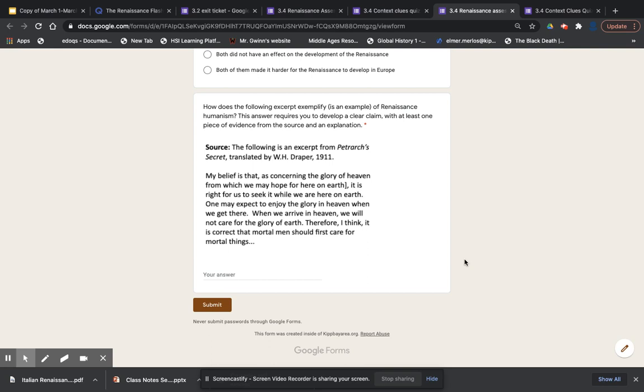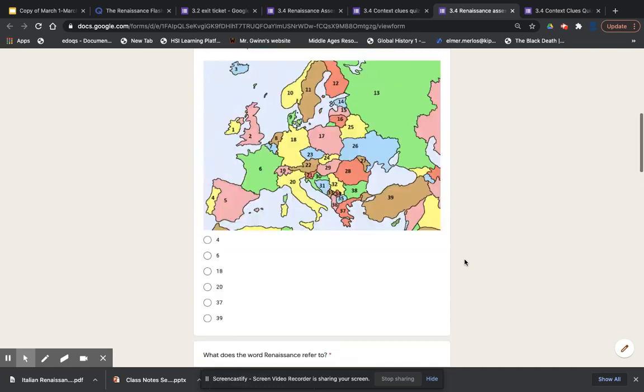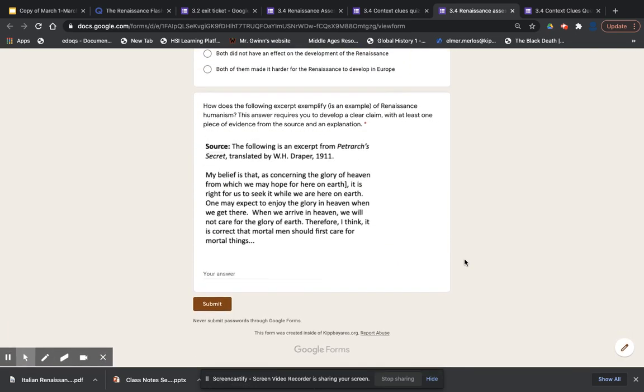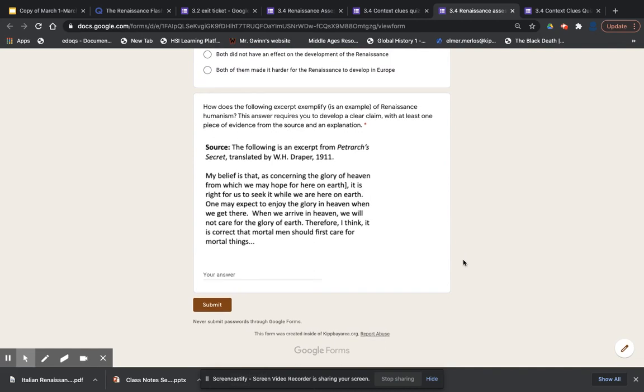How does the following exemplify an example of Renaissance humanism? This answer requires you to develop a clear claim, so have a clear claim with at least one piece of evidence from this source, and an explanation. You saw this yesterday, and I just went over it, so hopefully you remember a little bit of it. All the questions are single answer because I know that we struggle with multiple answers, and I don't want to do that right now. So this is the quiz for the Renaissance.